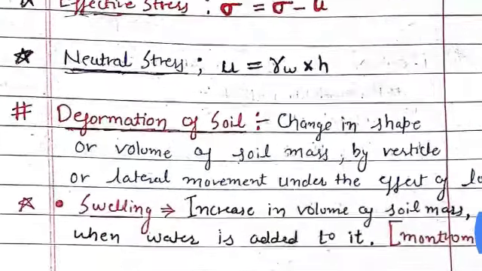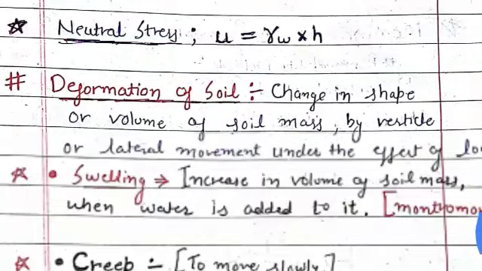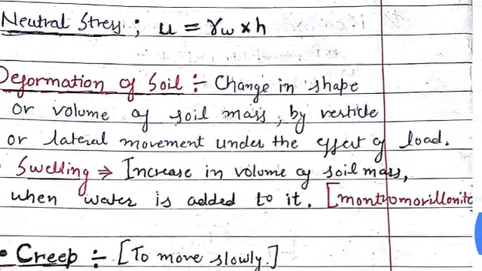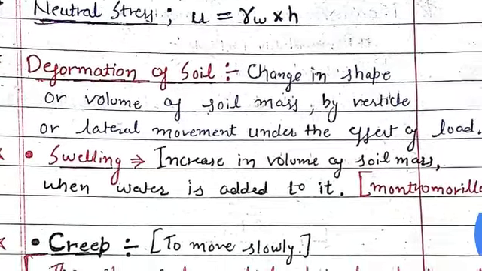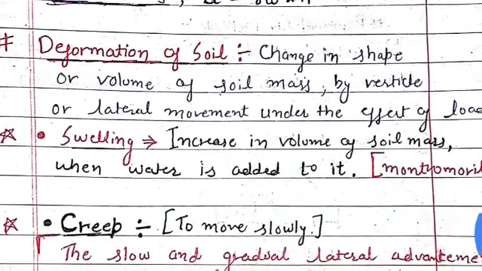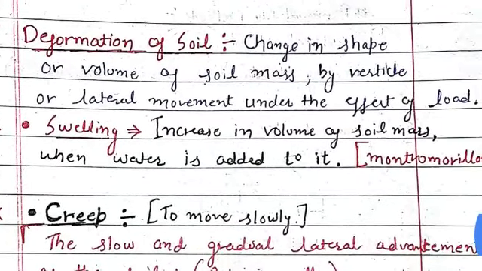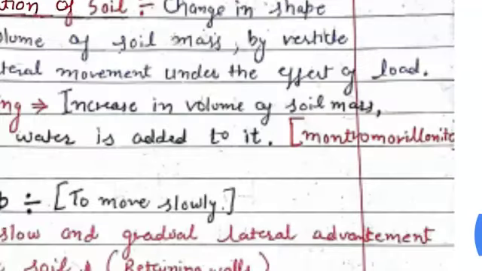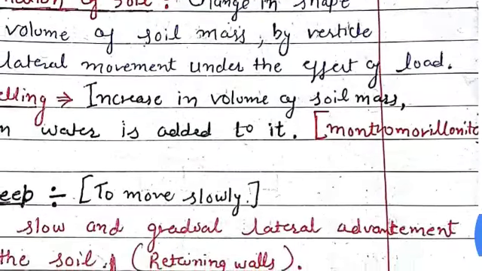Next one is deformation of soil. Deformation of soil is change in shape or volume of soil mass by vertical or lateral movement under the effect of load, that is known as deformation of soil. Next one, swelling. Swelling is increase in volume of soil mass when water is added to it. This mainly occurs in black cotton soil, which contains montmorillonite mineral.